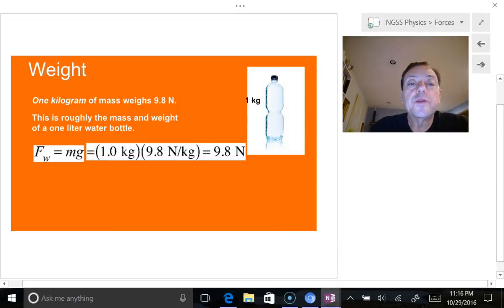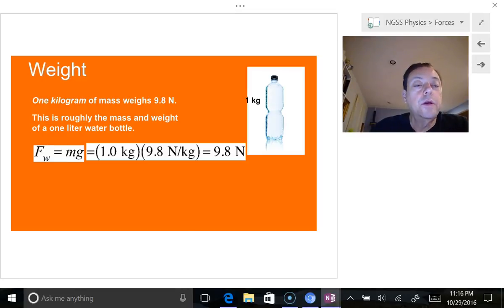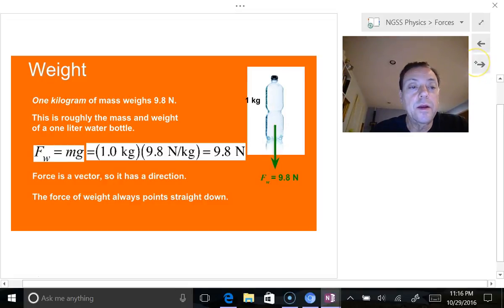1 kilogram of mass weighs 9.8 newtons. This is roughly the mass and weight of a 1 liter bottle of water. And here's the calculation. If you like, you could use 10. That's fine with me. You'll get 10 newtons instead of 9.8. Pretty close, I say, unless you're looking for fairly high precision. Force is a vector, so it has a direction. The force of weight always points straight down, again, towards the center of the Earth.